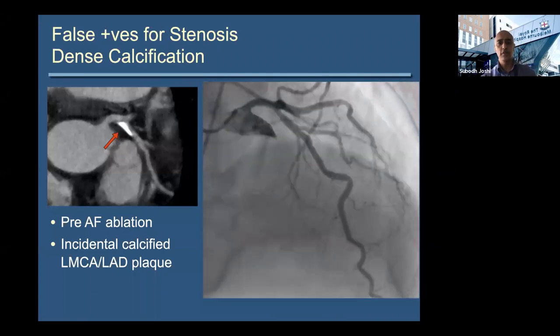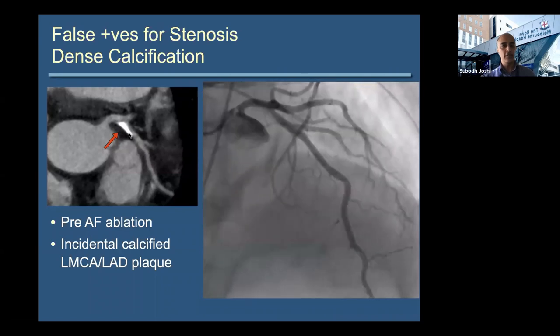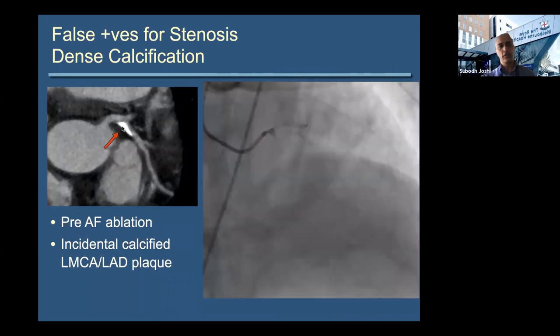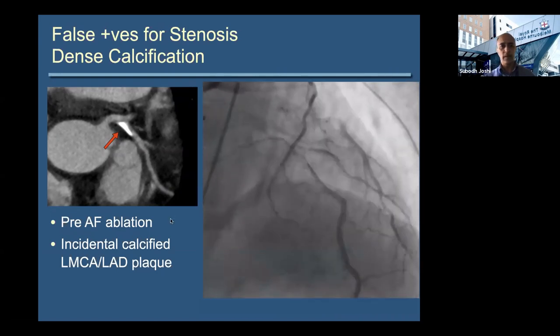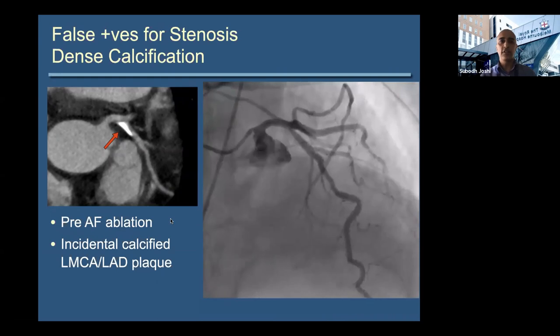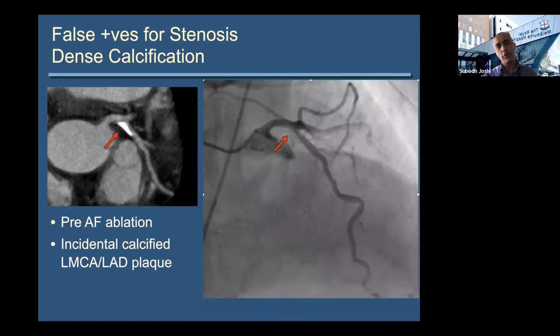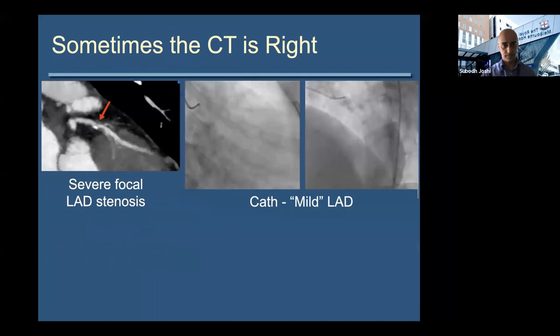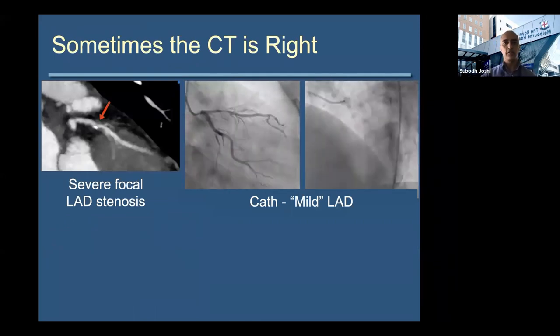So here's another patient who was actually pre-AF ablation. And we incidentally see the coronaries in these patients, where we've got this calcified plaque in the distal left main and ostium of the LAD. You look at the CT and there's no stenosis there. In fact, initially, I was called saying, oh, it's normal, but you have a look, it's clearly not normal. You can actually see the calcified plaque there, but there is no significant stenosis, and that's a recognized limitation of CT, dense calcification.